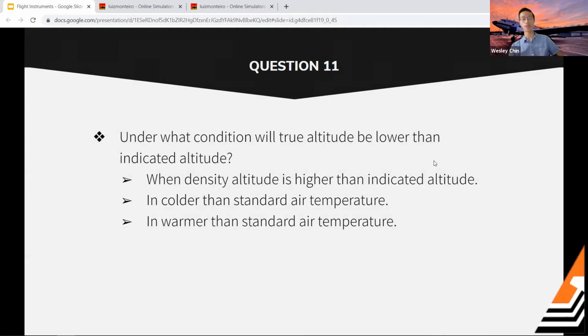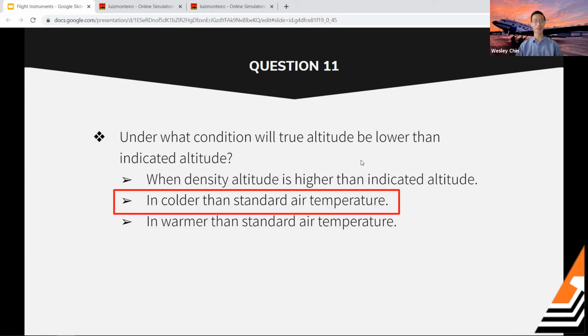All right, under what condition will true altitude be lower than indicated altitude? This has to do with those altimeter errors we were talking about earlier as well. Colder than standard air? Yeah, there you go, Andrew. Exactly. So colder than standard air temperature. Seems like we've got all these altimeter errors pretty down.